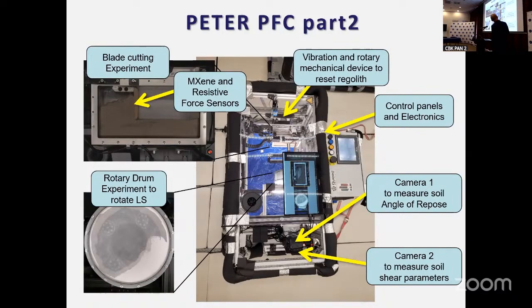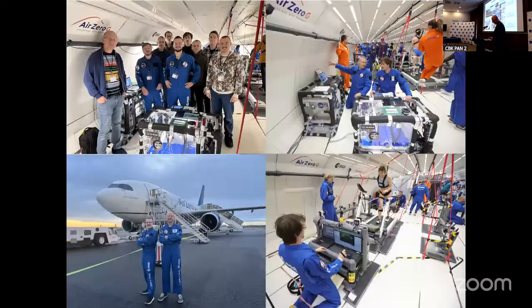So we have two cameras and also control panels and electronics, and there was an additional sensor, MEXEN. Maybe some of you know this MEXEN sensor from our astronaut experiment on the ISS, the Ignis experiment. So this is the same sensor which one of the students wanted to use, and this experiment was also done. Okay, so here you may see a few pictures.